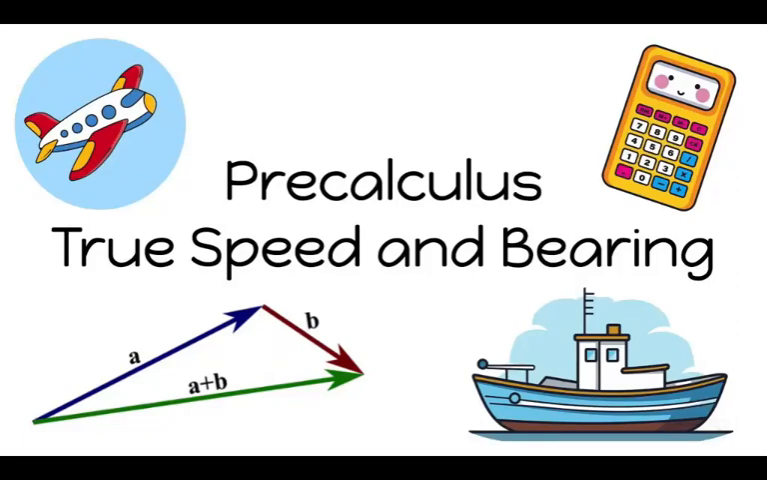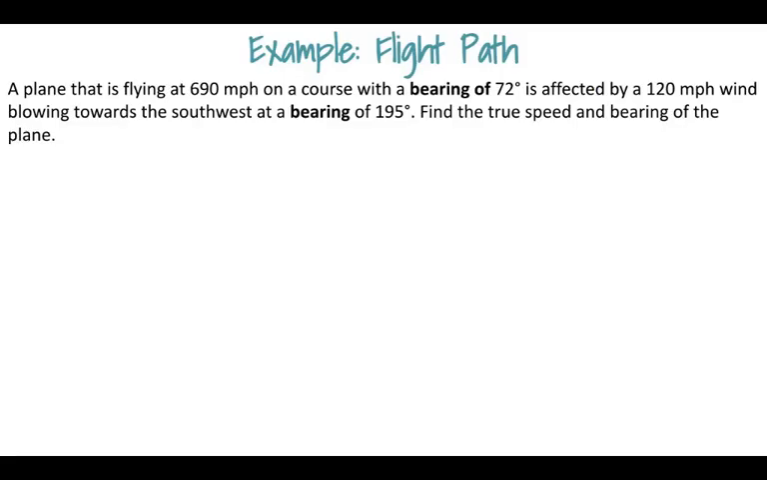So here is a video on calculating true speed and bearing using vectors. A plane that is traveling at 690 miles per hour on a course with a bearing of 72 degrees is affected by a 120 mile per hour wind blowing towards the southwest at a bearing of 195 degrees. Find the true speed and bearing of the plane.